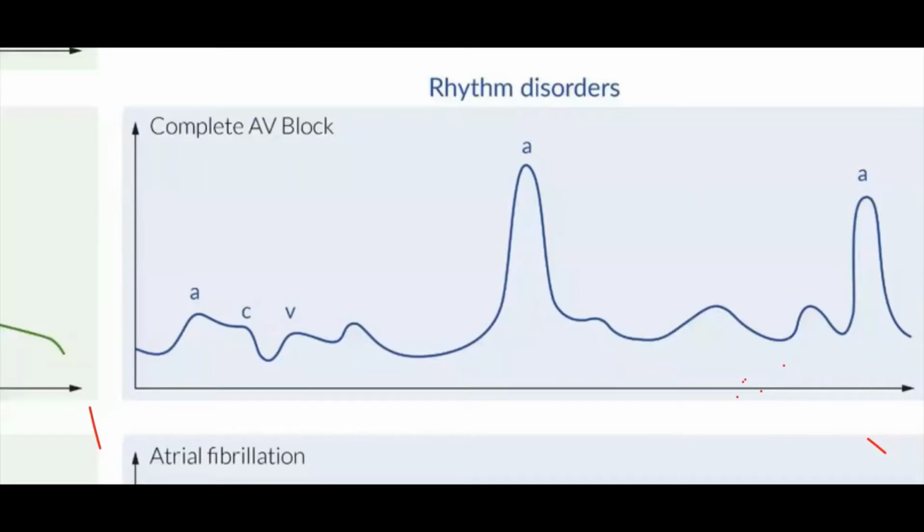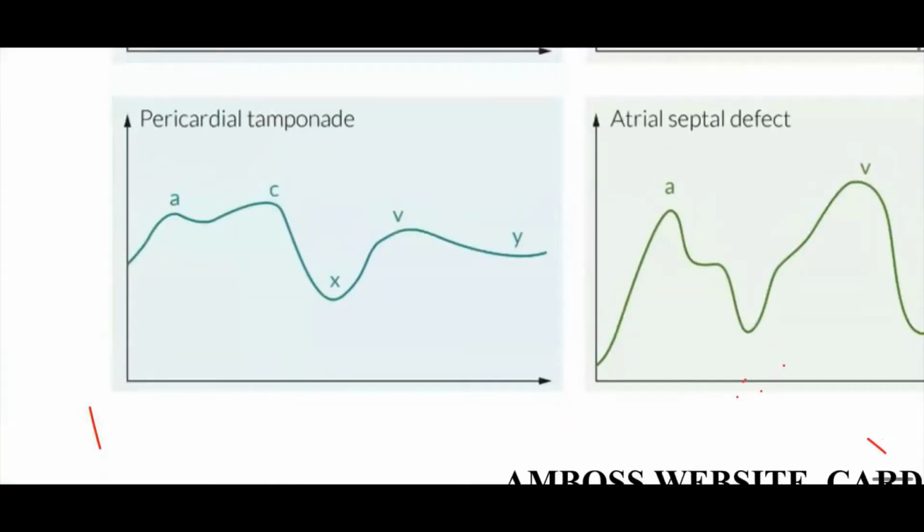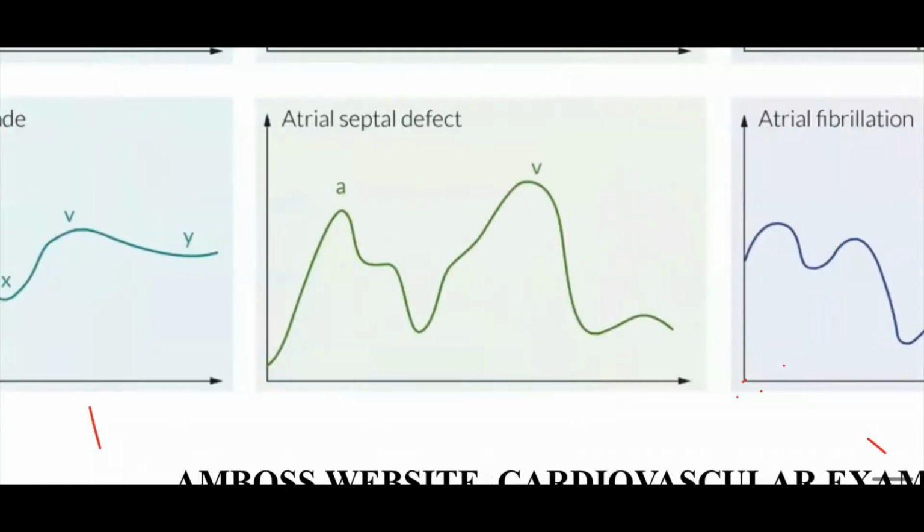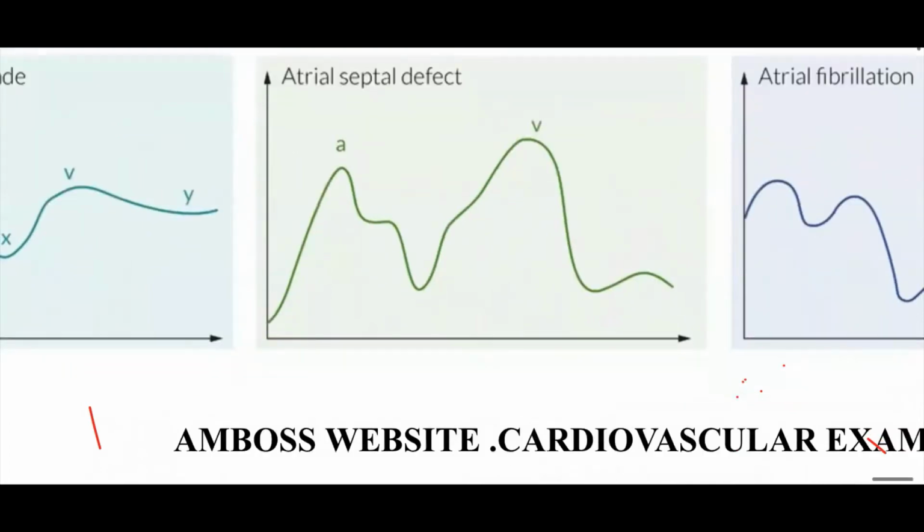Good. Now what do we see here, pericardial tamponade? What do we have in tamponade? Deep X descent. So deep Y in constriction, deep X in tamponade. What do we have here? Blunted Y and X waves.